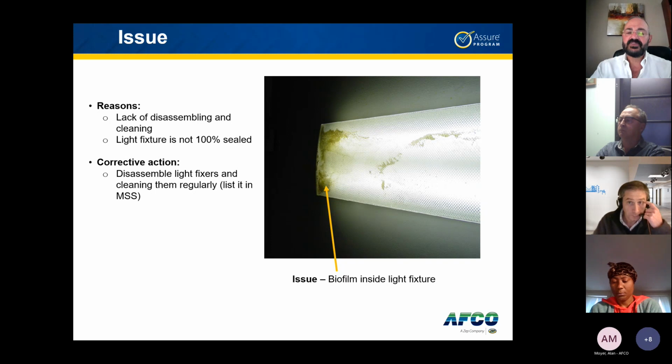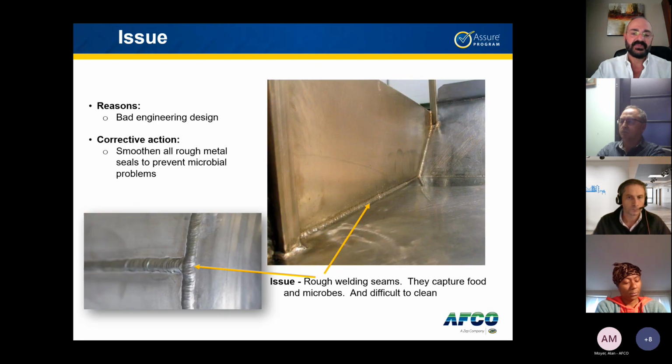What we have here is a light fixture. They spray water in there, and water accumulates in the fixture. They don't remove the cover of the light fixture to clean it. You have biofilm, and the water was dripping from that light fixture cover onto the food being processed under it. This had to be put on the master sanitation schedule to be cleaned on a regular basis so you don't have a biofilm problem in light fixtures like that.